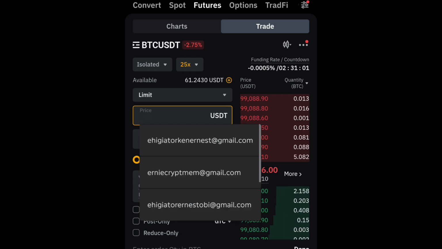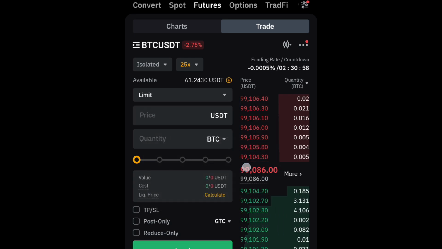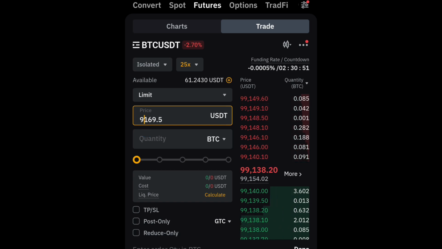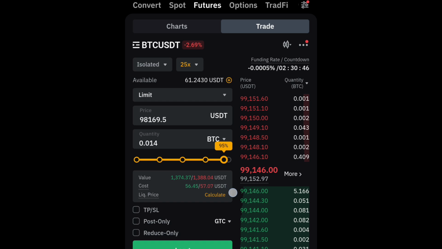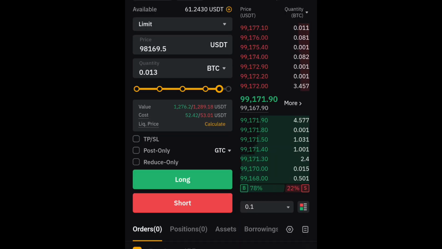Right now you can say, okay, Bitcoin is currently at 99,100 and something. You say I want to buy at 98. Then put the quantity you want to buy. You can click here. This is not buy, this is long, this is trading, right? Okay, I want to trade. I want my order to trigger at this exact 99,169 USDT price. Then you click here on long, or you click on short. So I hope you understand right now.